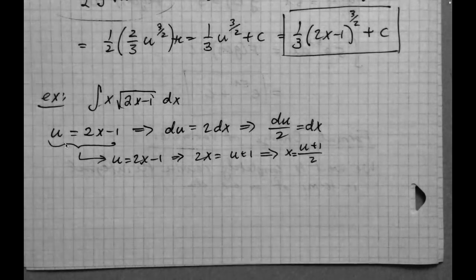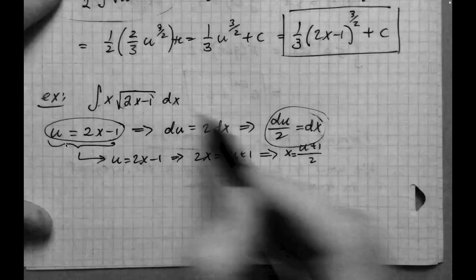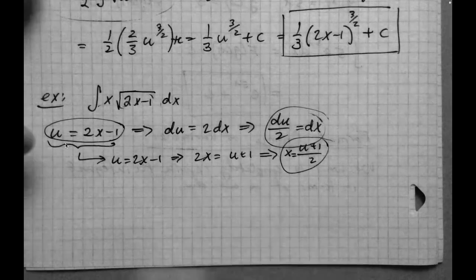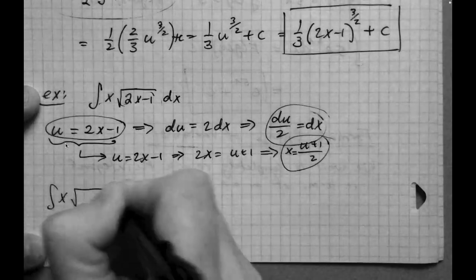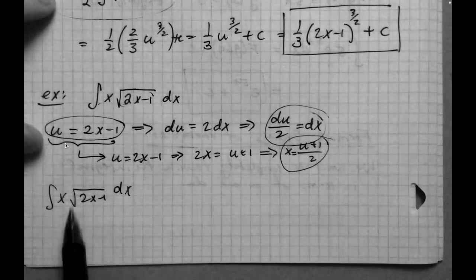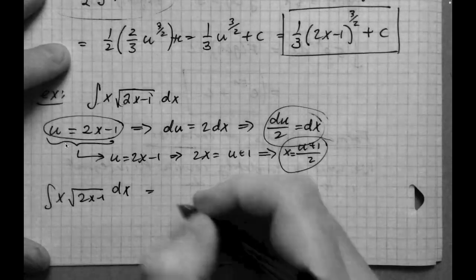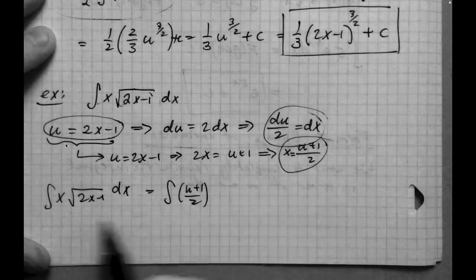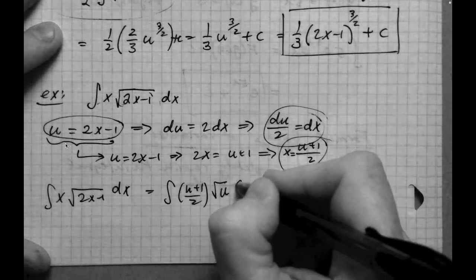Okay, so I know this seems like a lot, but now we have all the pieces. We've got this piece here for that, we've got this piece here for the dx, and then x can be written like this. And so what happens when we do all of this? Well, we get the following. The integral of x times the square root of 2x minus 1 dx can be written as the integral of (u plus 1) over 2 times the square root of u times du over 2.